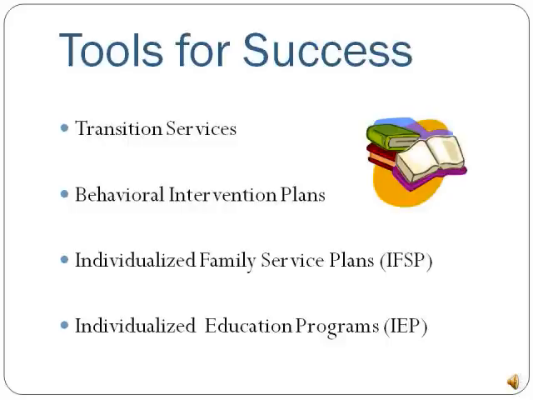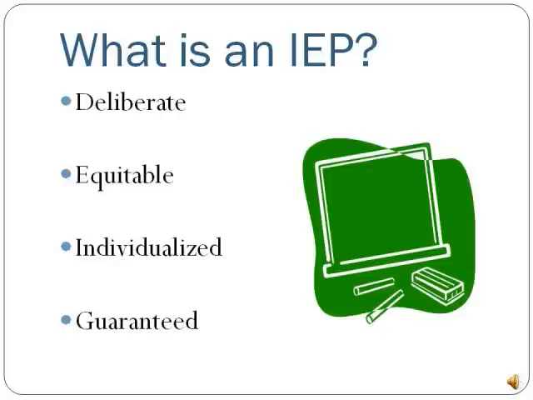An Individualized Education Program, or IEP, is a document designed to ensure that students with disabilities who are aged 3 to 21 receive special education and related services appropriate to their needs. It is deliberate, equitable, individualized, and guaranteed. An IEP is deliberate because it intentionally intervenes with a disabled student's education path. It is fair and reasonable. It is also unique. No two IEPs are alike. Each student receives a program that is designed specifically for their needs. Finally, an IEP is guaranteed.